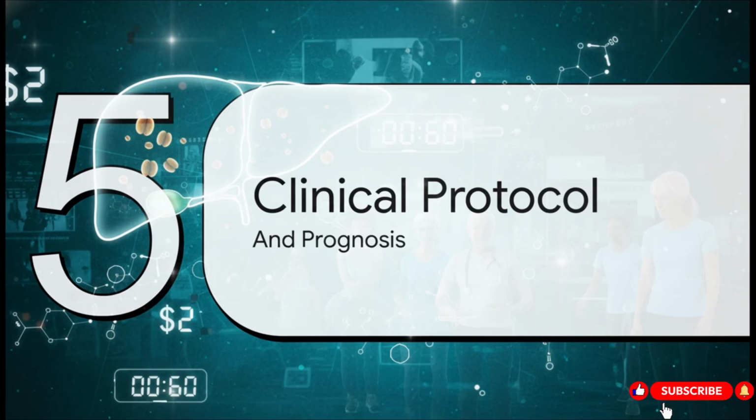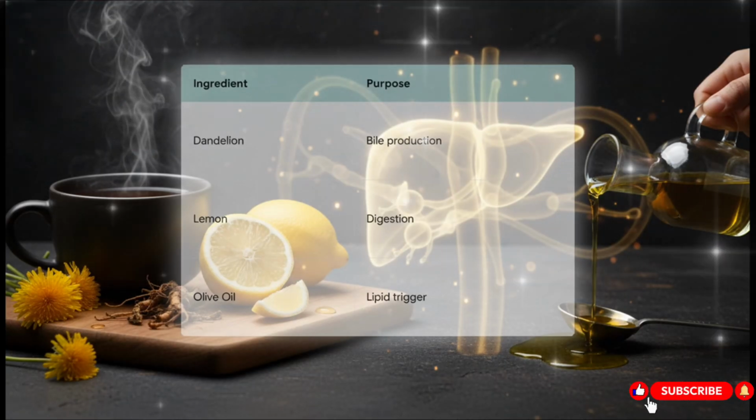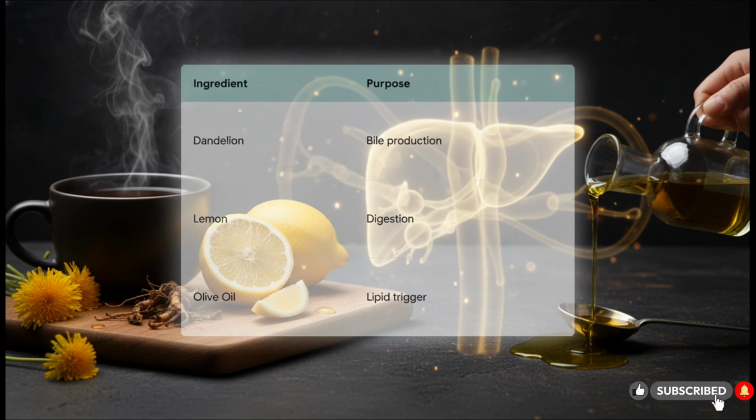Which brings us to Section 5, clinical protocol and prognosis. We're going to transition now to the practical application of this biology using a specific 60-second clinical protocol designed to trigger this exact pathway. You need to study this formulation carefully because it's comprised of 3 highly specific ingredients.